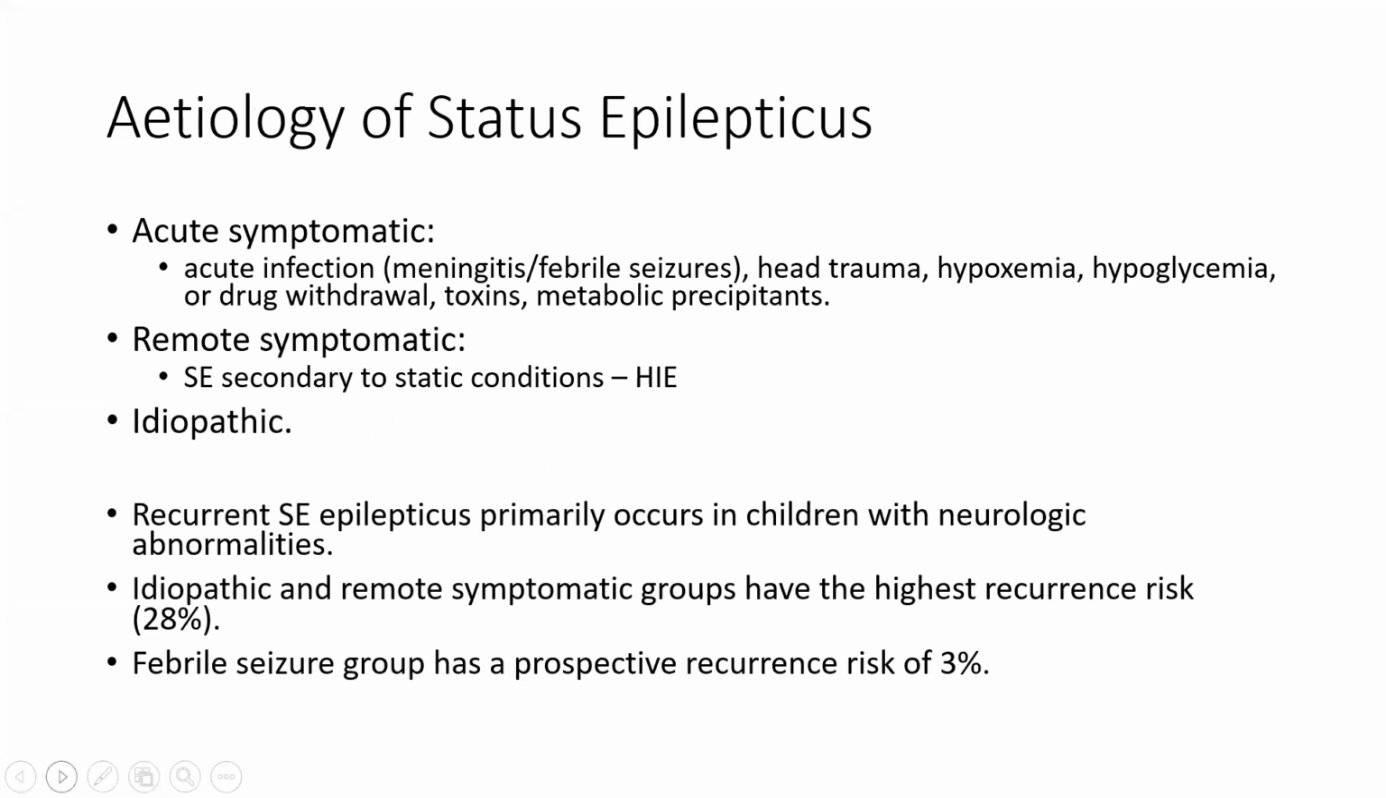Looking at the causes of status epilepticus, these can be divided into different categories. We can start with the acute symptomatic, looking at acute infection, and this is one of the common causes. You can have systemic infections, and you can also have focal or CNS infections like meningitis. The systemic infections lead to febrile seizures. Other causes include CNS trauma, metabolic derangements like hypoglycemia, hyponatremia, and also hypoxemia.